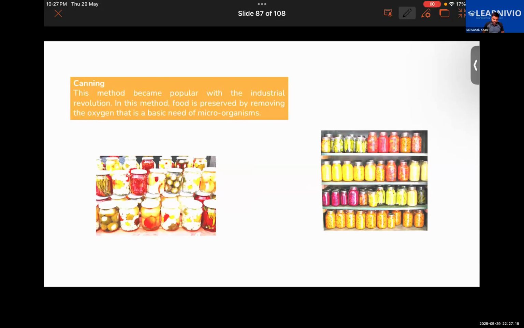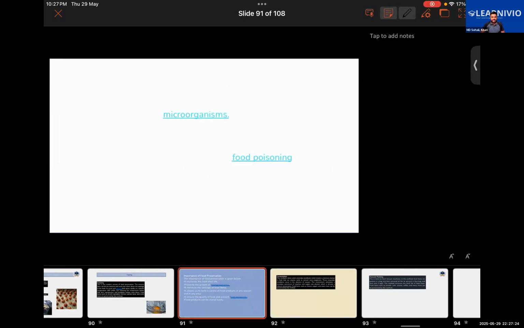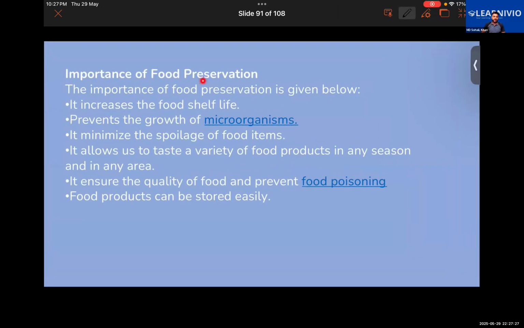So that was all about the food preservation methods, and let us talk about how it is important. It increases the shelf life of the food. Shelf life here basically means for how long it can be consumed. It prevents the growth of microorganisms and minimizes the spoilage of food items. It also allows you to taste a variety of food products in any season and in any area. Now, with the help of modern methods of food preservation, even in the off season, you can taste a food item, even if it is no longer being grown in the field. It can be stored via deep freezing or some other methods.